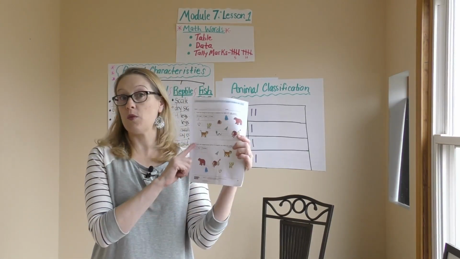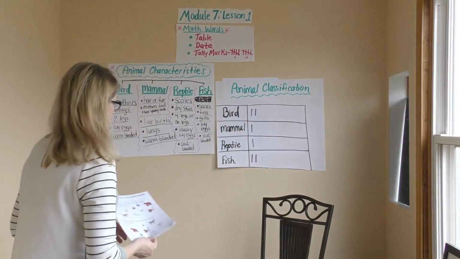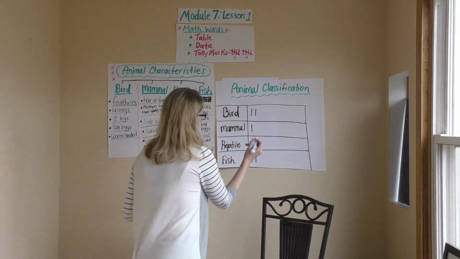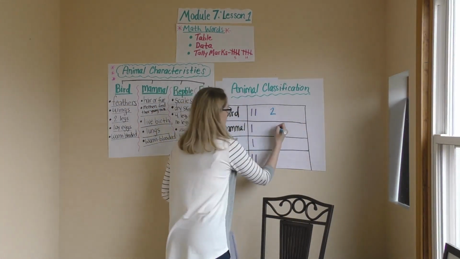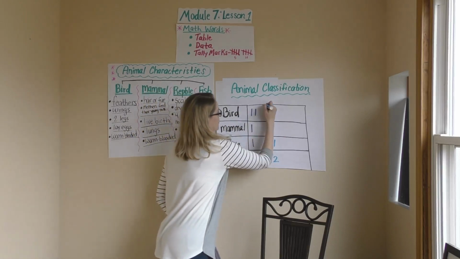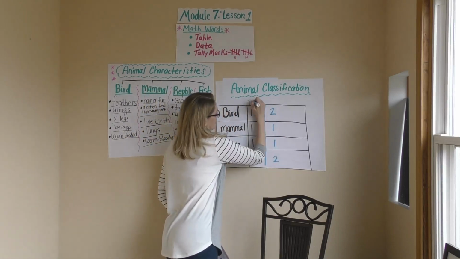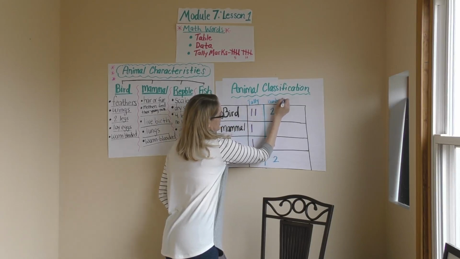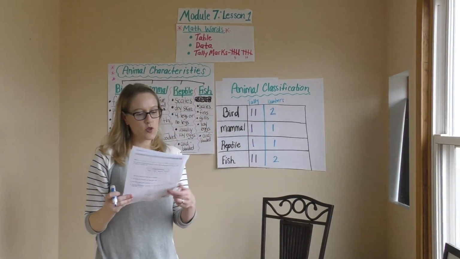So for number 1, they want you to use tally marks to show your answers. For number 2, they want you to use the numbers. So when you're using the numbers, instead of using the tally marks, you would just put the number 1, number 2. You would use the numbers instead of tally marks. So let's just do number 1.